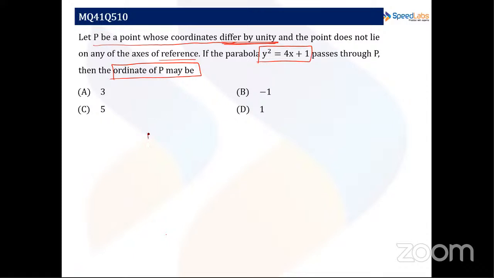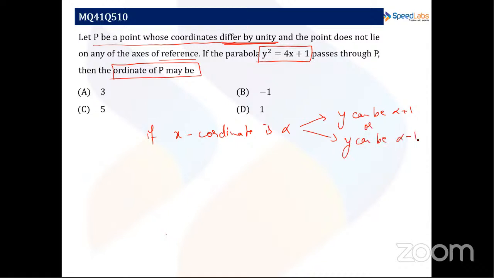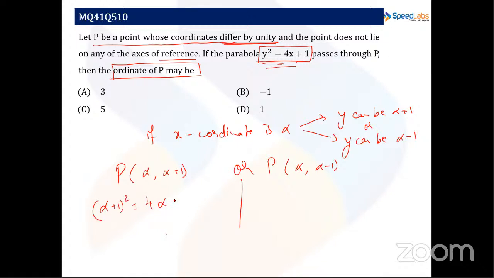So let's say if the x coordinate is alpha, then y can be alpha plus 1 or y can be alpha minus 1. Now it is also given that this parabola passes through the point P. So point P can have coordinates alpha comma alpha plus 1, or alpha comma alpha minus 1. Substituting the coordinates in the equation, we will get alpha plus 1 whole square is equal to 4 alpha plus 1.